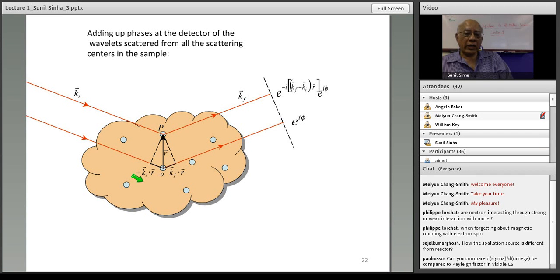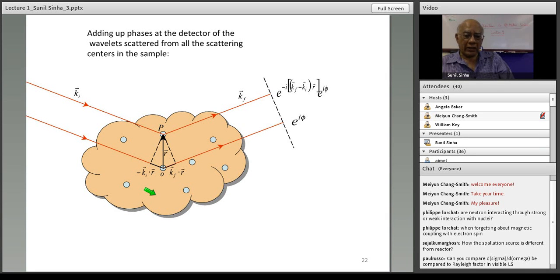You can show that by projecting this vector on the incident beam and dot producting it with the unit vector along ki, that this is basically ki hat dot r. And since the wave vector is ki, multiplying by the magnitude of k gives you a phase difference of minus ki dot r. And outgoing, it has a phase in advance. So here it's lagging, here it's in advance, and here it's also in advance.